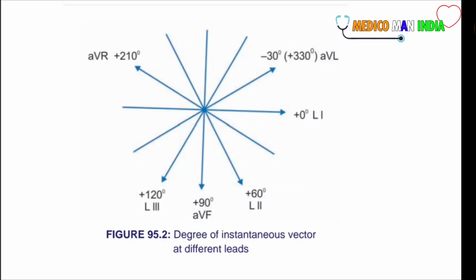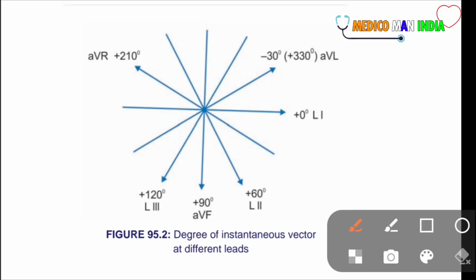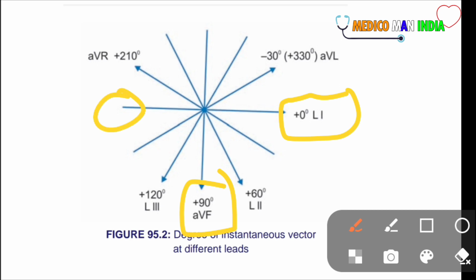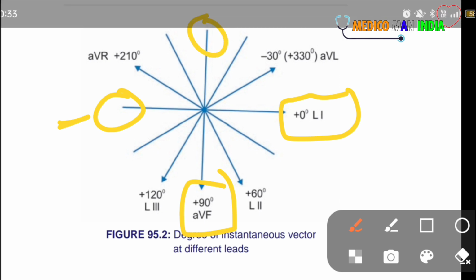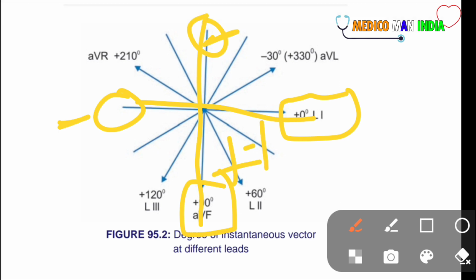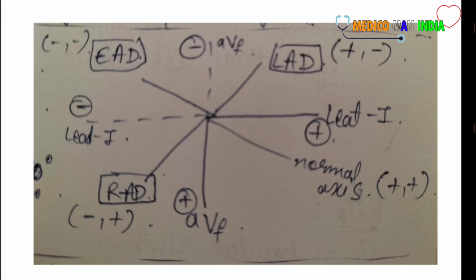So you should know why lead 1 has come on the x-axis and AVF on the y-axis. In ECG basics I have already shown this picture. You can see lead 1 is at plus 0 degrees and AVF is present on the y-axis, that is plus 90 degrees. So they have taken this as minus of lead 1 and this as minus of AVF. The graph becomes like this: plus plus, and minus minus. I hope you are understanding.